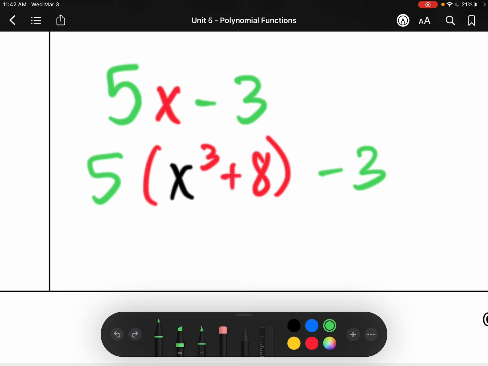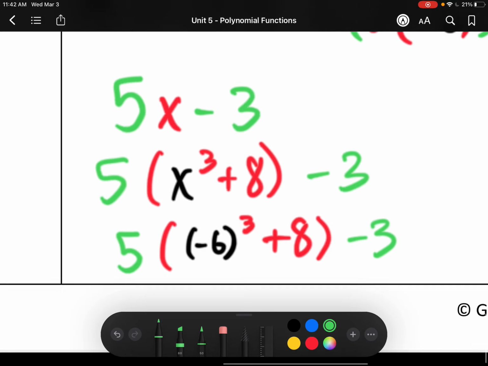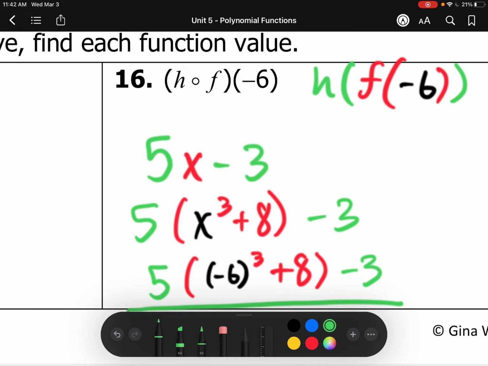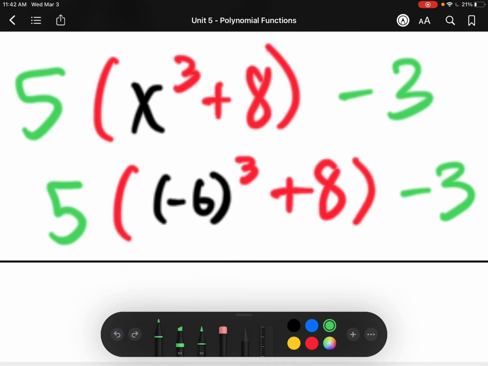So instead of x, I'm writing in negative 6. So now I have 5 times, replacing this x with negative 6, negative 6 cubed plus 8, minus 3. So this is me writing out this entire thing so I can do it in one sweep. And I'm going to do it in the slower version after in case this doesn't make sense to you. But we're going to go ahead and solve now.